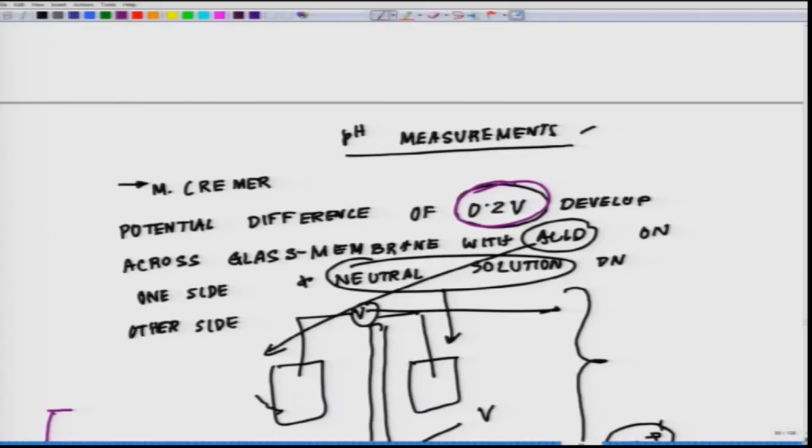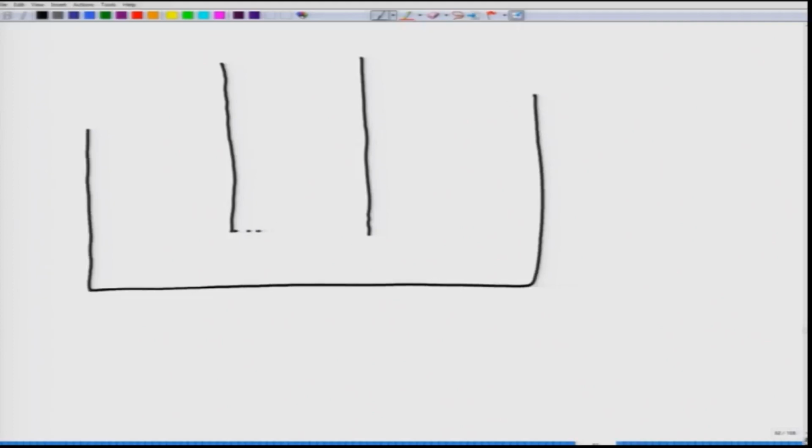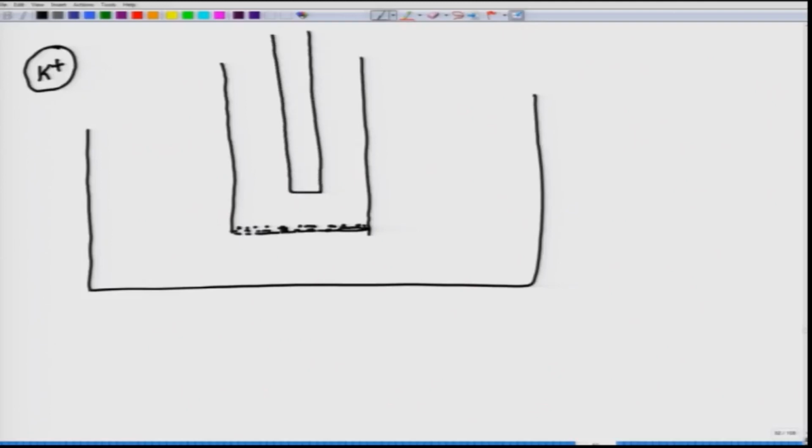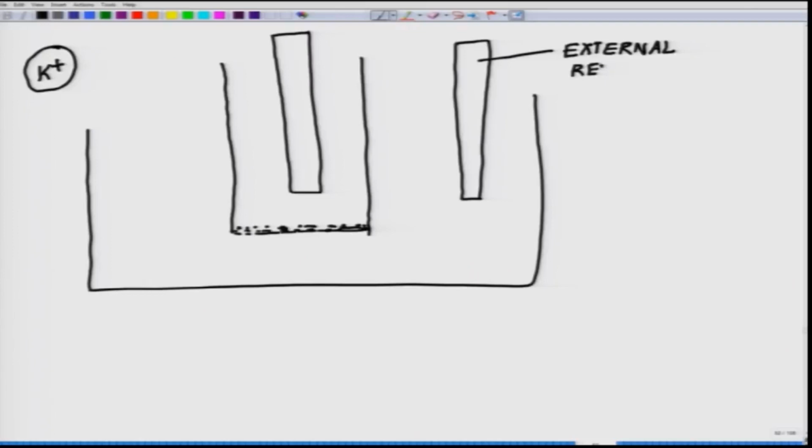Now, from here I will move on to another ion selective electrode today, which is a slightly more complex one. I will draw the electrode first this time. The ion selective electrode here is something like this. This is an ion selective electrode for potassium ions, selective binding of potassium ions, which is one of the analytes. And out here you have a reference electrode. So, this is your external reference electrode.